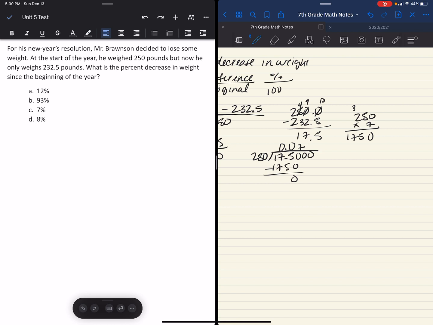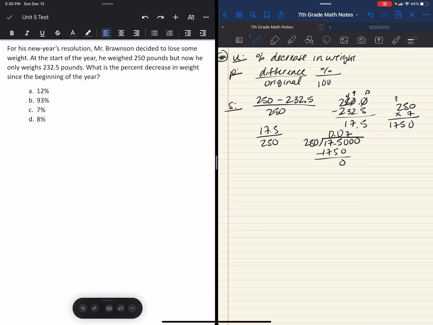So when I divide 17.5 divided by 250, that does give me a decimal that I would then have to turn into a percent, but you just got to move the decimal to the right twice. So it comes out to 7%.